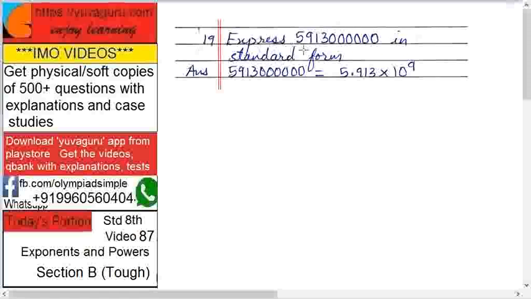Next, express 5913 and 6 zeros in the standard form. Standard form means only one.